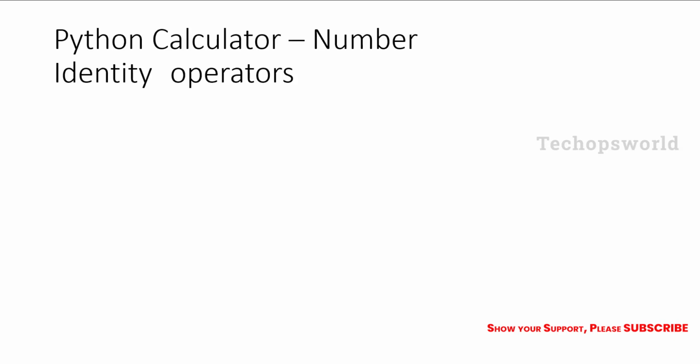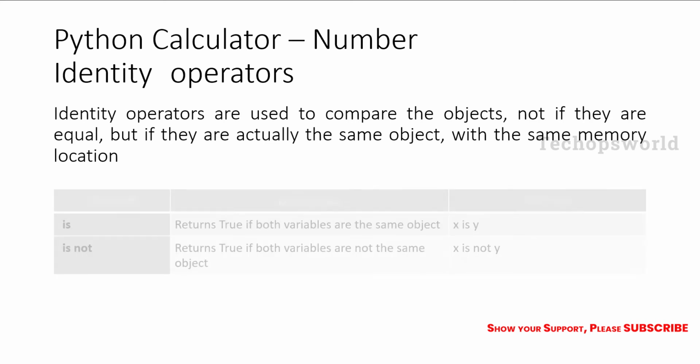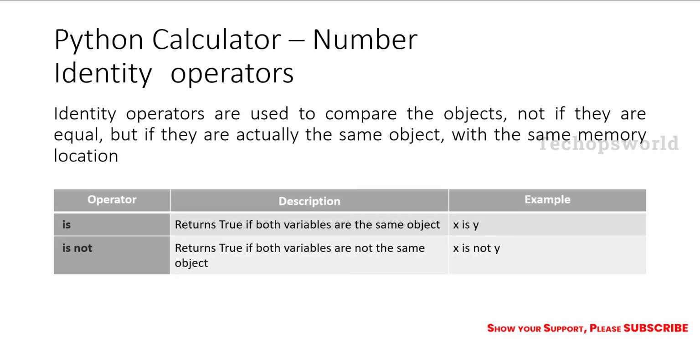The next is identity operators. Identity operators are used to compare both the objects, not the actual values, both the objects. Objects in the sense it will compare the address or the memory location where the values of the variables are located. So we have is and is not here, and is returns true if both x and y are the same object, which means they have the same memory location, whereas is not returns true if they are not the same, which means they do not have the same memory location. So let's try this.